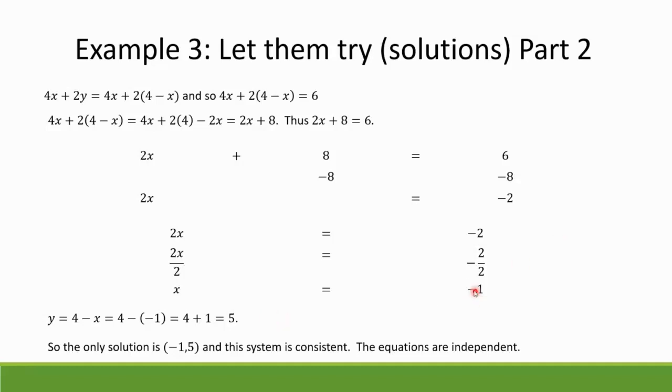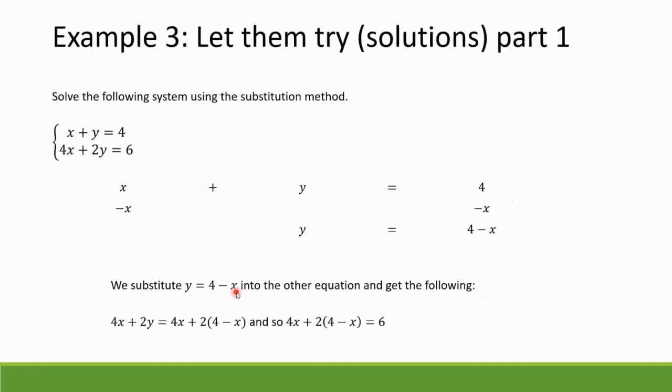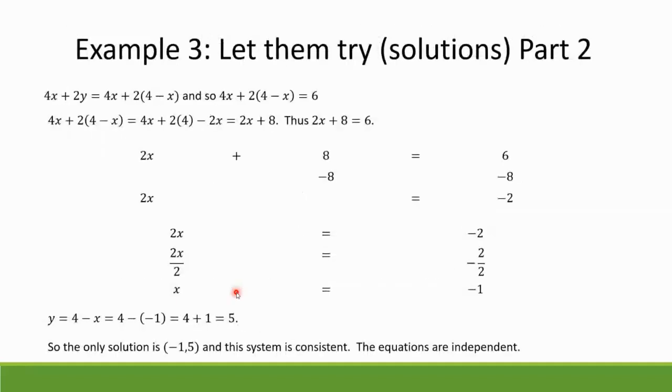So now that we know what x is, can we get y? Well, yeah. Remember, we got y in terms of x. y is 4 minus x. So y is 4 minus negative 1, which is 5. So x is negative 1, and y is 5.